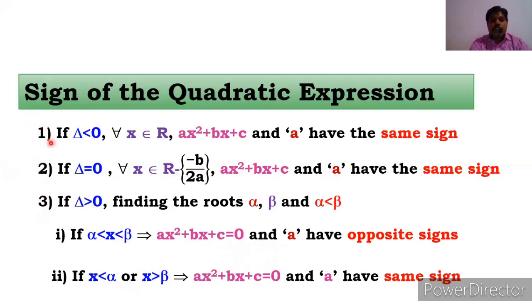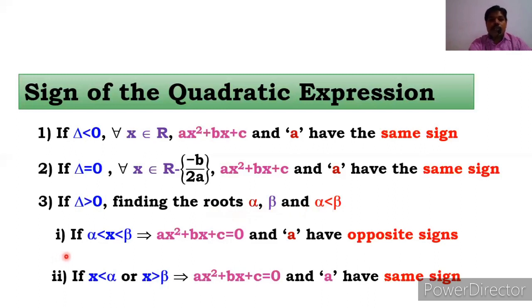In the first one, if delta is less than 0, the roots are non-real complex numbers, then both have the same sign. If delta is equal to 0, the roots are equal, and in that case both have the same sign. In the third case, if delta is greater than 0, the roots are real and not equal. In this case, you have to find the roots alpha and beta, with alpha less than beta.